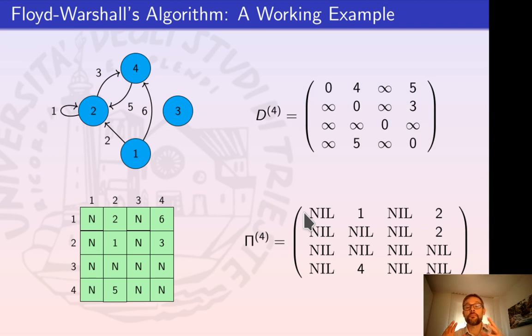Okay, so by using the final pi matrix, we are able to rebuild all the paths between every pair of nodes in the graph in linear time with respect to the length of the path itself.